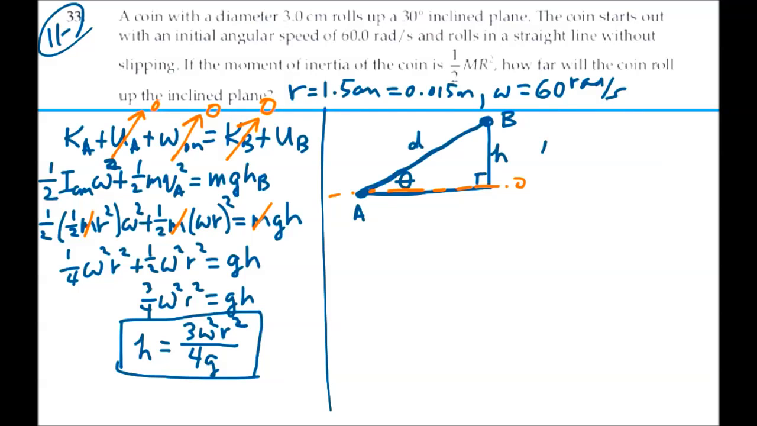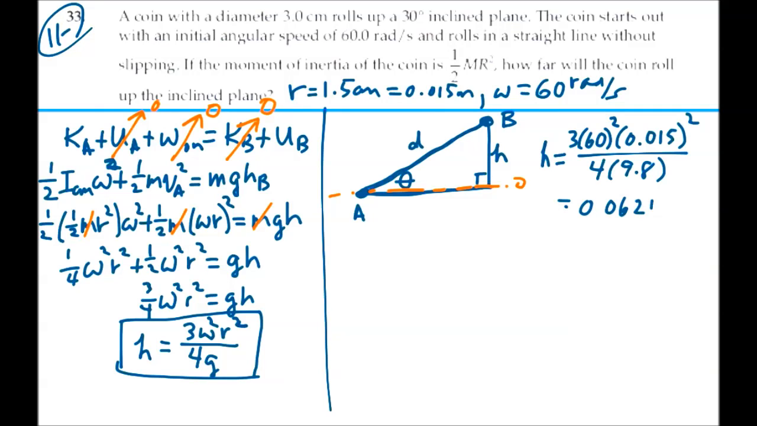And that height will be equal to 3 times omega, 60 squared, times the radius, which is 0.015 meters squared, over 4 times 9.8. And that's equal to 0.062 meters. That is the height that the coin will go up from point A to point B.